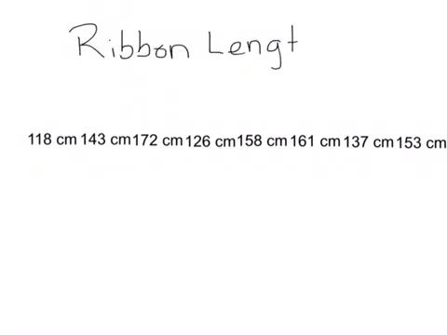A great question just came up. If I have an even number of data, how do I find the median? Because there's no real middle number. So I have another set of data here, and we can just say again that this is ribbon lengths. The first step is exactly the same as in my last set of data. I'm going to organize them from the least to the greatest.